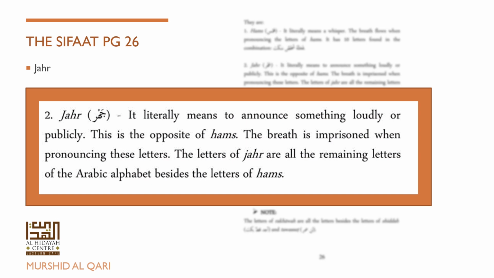Let's take a letter, for example. Let's take the ba. There's no ba in hams, so ba would be jahar. So let's see if there's a flow of breath when trying to pronounce ba. Ab. See, there's no natural soft flow of breath. Ub. See, there's more imprisonment of our breath when trying to pronounce the letter ba. So therefore it has jahar.